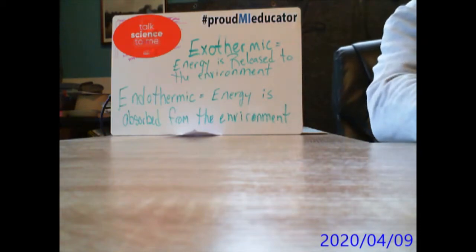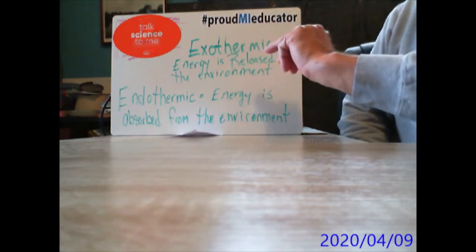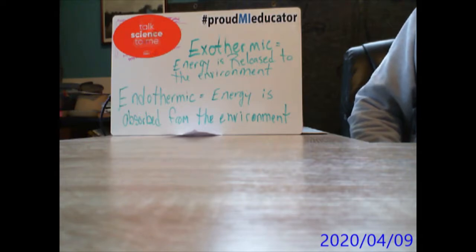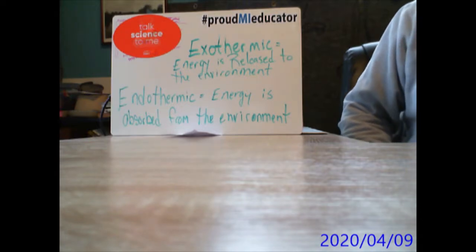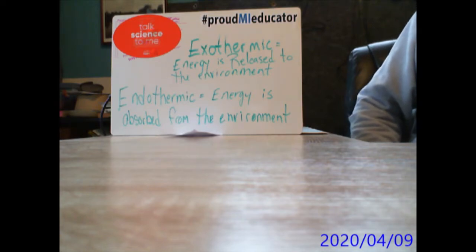Exit means a door out of someplace. Exothermic means energy is going to be released into the environment during the chemical reaction. Endothermic, an entrance, is how you get into something. Endothermic means that energy is taken from the environment. Now, both of these things happen in chemical reactions all the time. What we end up measuring is what's called the net energy.